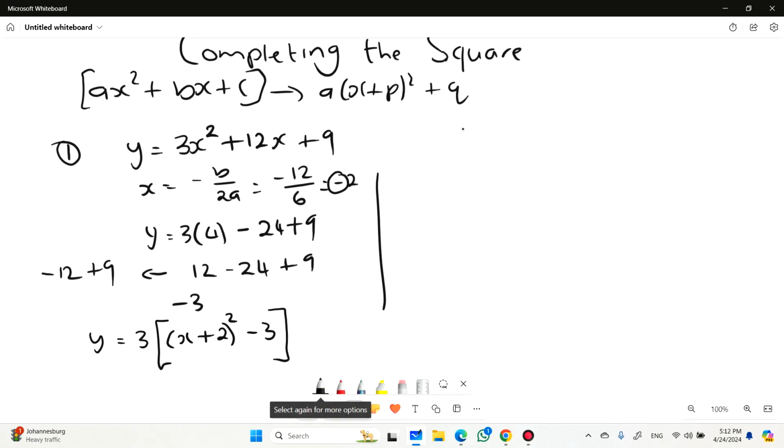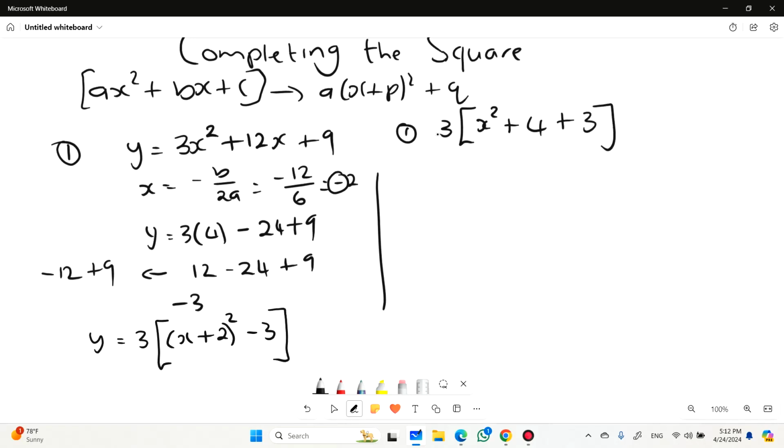Okay, so by completing the square, the first thing that you have to do is to make sure that the coefficient of x squared is 1. So then I can take out 3 as a common factor. I have x squared plus 4x plus 3 right there. I took out the 3 so that here I can have a 1 as the coefficient of x squared. Remember, my x squared should be a positive 1 all the time.